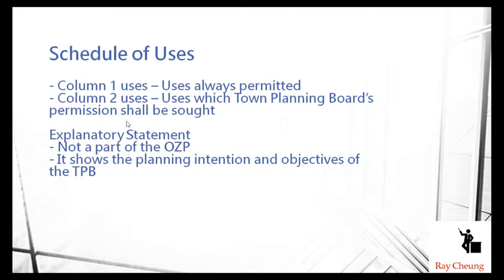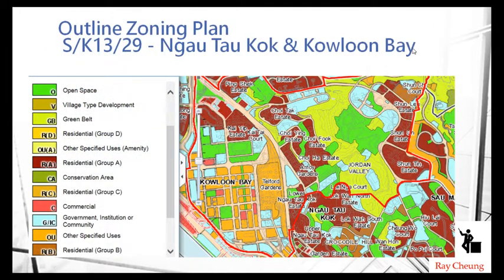For example, if you do a use under Column 2, that means you need to submit a Section 16 application, something like this. Also, you need to understand that sometimes the notes only show some of the intention and objective of the Town Planning Board. There are no strict requirements.